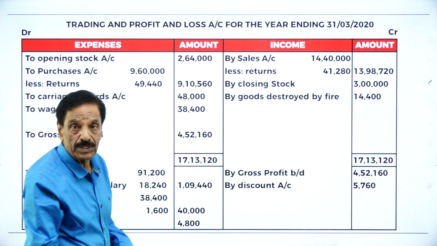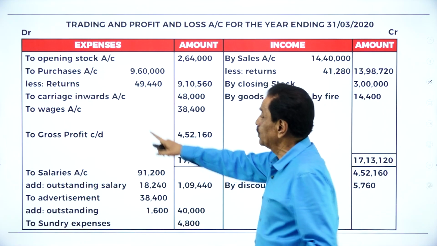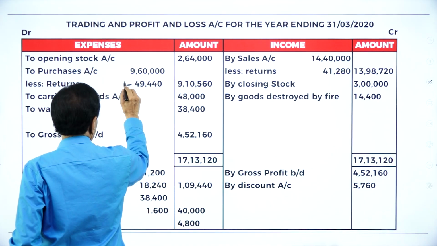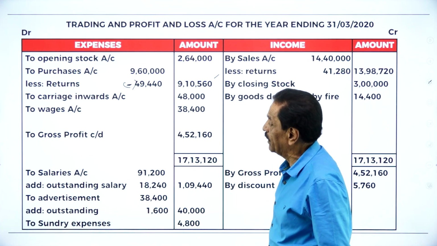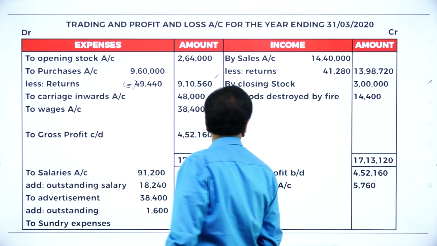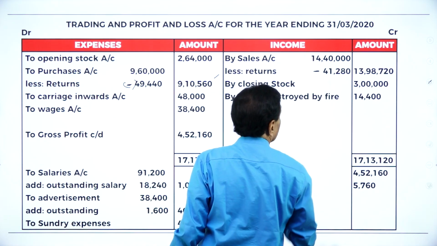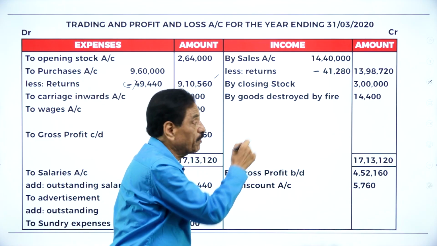Opening stock 2,64,000. Purchase 9,60,000. Out of return should be deducted 49,440. This should be deducted. It is 9,10,000. Carriage inward. Then wages. Come back here, by sales return. This should be deducted. Balance is 13,98,720. By closing stock from the adjustment.